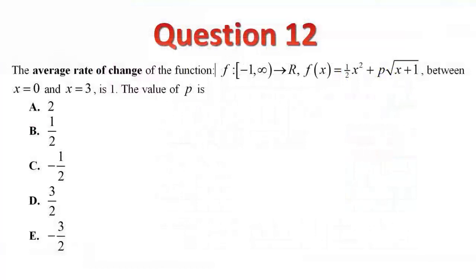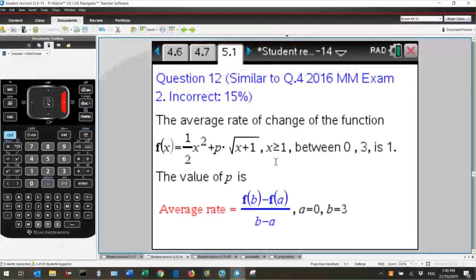So question 12. Now, average rate of a function and average value of a function are often confused by students. So make sure that you've got it clear in your mind which the question is asking for. So average rate is just average gradient, basically f of b minus f of a over b minus a, or y2 minus y1 on x2 minus x1.